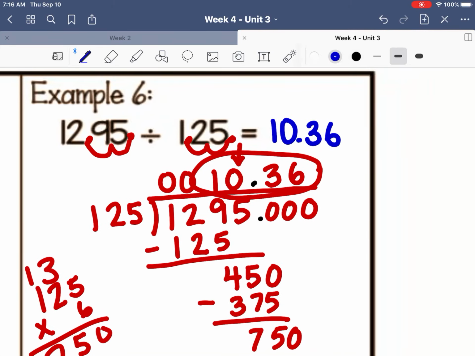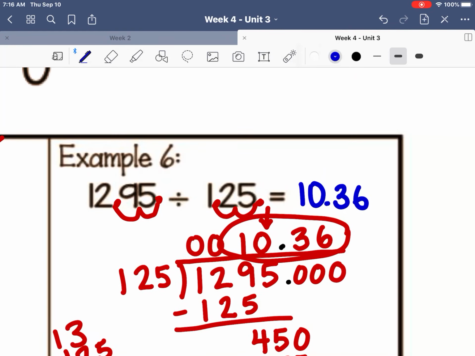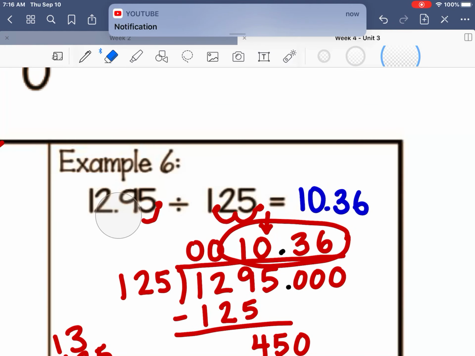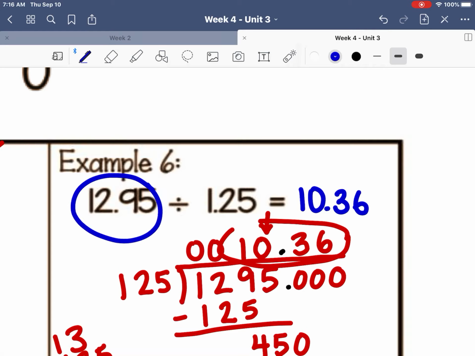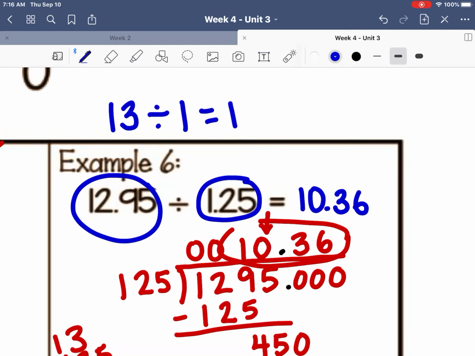I hope you wrote these examples down. I also hope that you realize when I talked about estimating, if you round 12.95 to the nearest whole, it's 13. If you round 1 and 25 hundredths to the nearest whole, it would be 1. So this would be like 13 divided by 1, and that would be 13. Is my answer, 10 and 36 hundredths, close to 13? Yeah, so my answer makes sense.